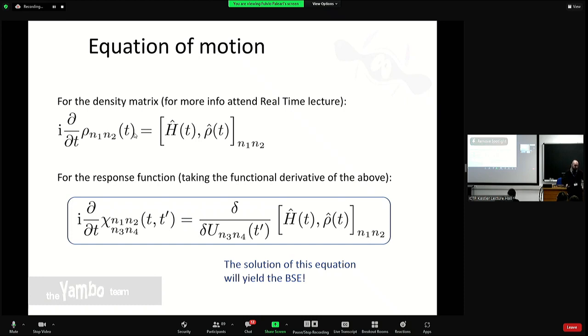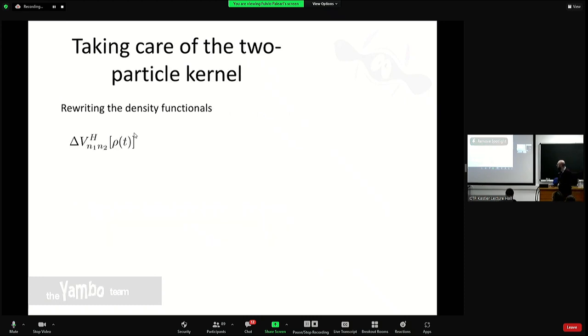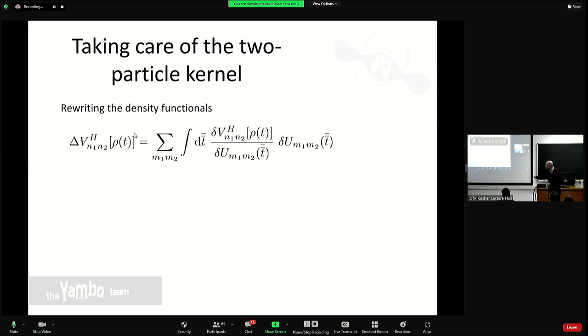For example, let's consider the time-dependent Hartree term. We can actually immediately rewrite it just as a functional identity, making the functional derivative with respect to the external field appear here. We did nothing, basically, this is just an identity. But now we can apply the chain rule here to transform this into a derivative with respect to the density.